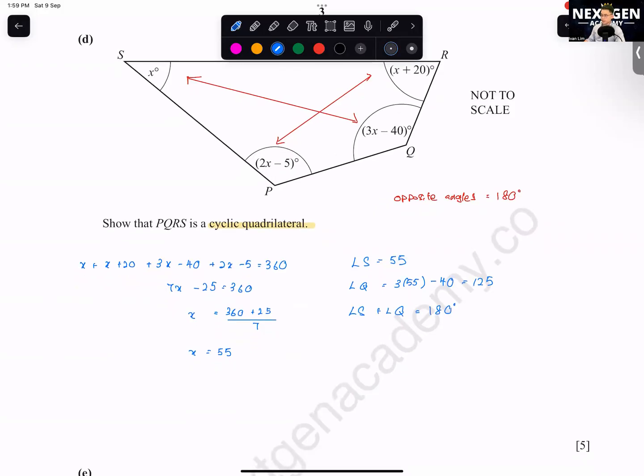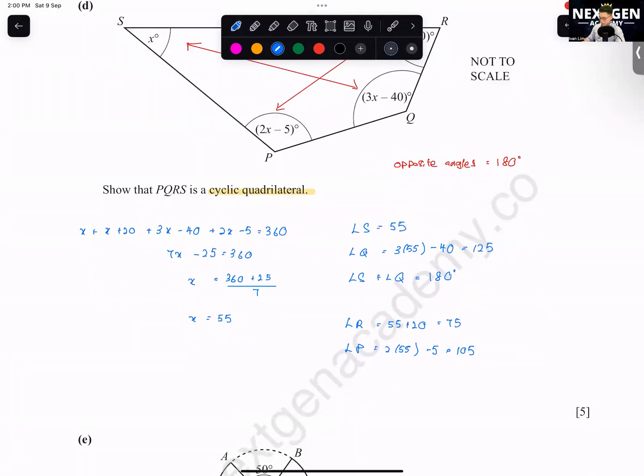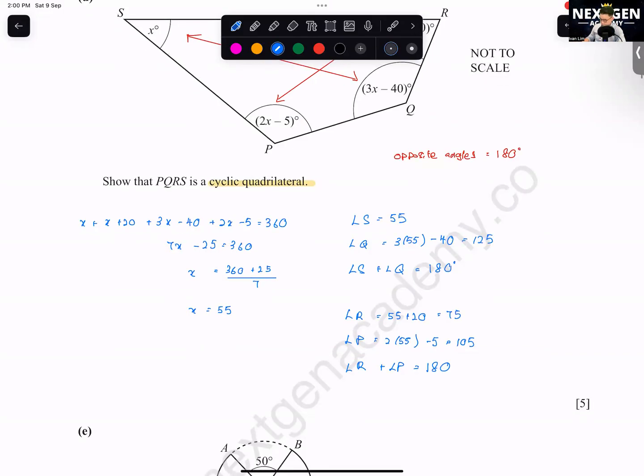Okay, the other two sides, angle R is equal to 55 plus 20, which you'll get 75. Angle P is 2 times 55 minus 5, which you get 105. You add up all together, angle R plus angle P, you'll get 180 degrees. Then you just write this statement here.